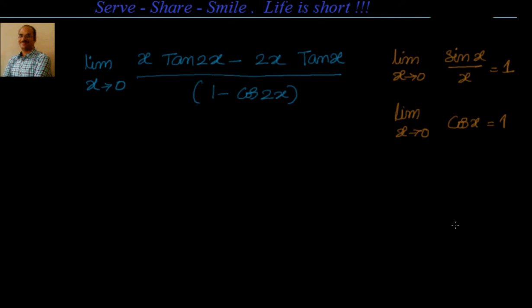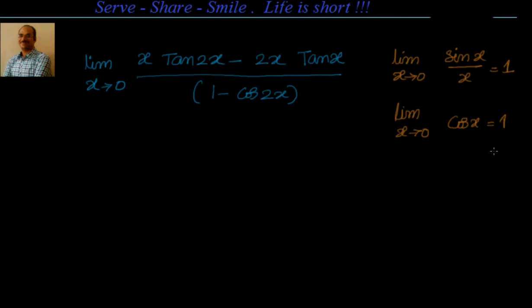Hello friends, welcome back. In this session, let's look at one more example of trigonometric limits. The example we have to solve is the limit as x tends to 0 of x tan 2x minus 2x tan x, divided by (1 minus cos 2x) whole squared. Now if you substitute x equal to 0, you will end up with 0 by 0 form.